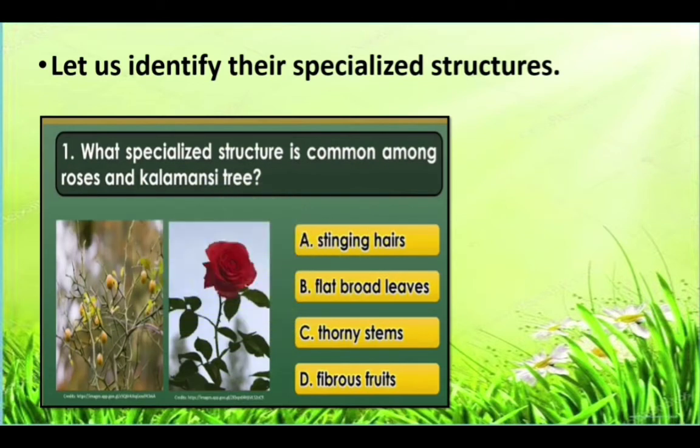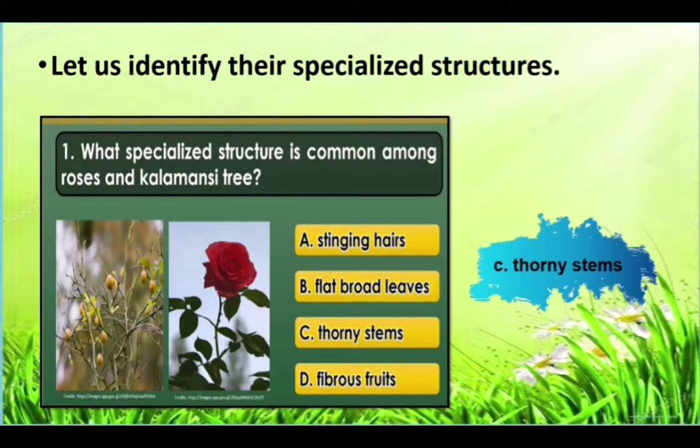Number 1, what specialized structure is common among roses and calamansi tree? A. Stinging hairs. B. Flat broad leaves. C. Thorny stems. D. Fibrous fruits. The correct answer is letter C, thorny stems. You're absolutely correct.